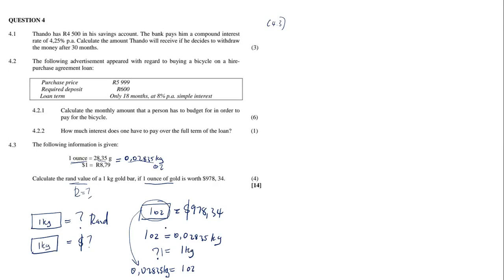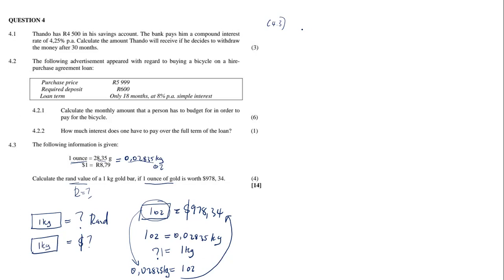Remember, now we know 1 ounce in kilograms, and what it costs in dollars. If 1 ounce is equal to this, that means 0.02835 kg is going to cost this amount over here, because it's the same as 1 ounce. So 1 ounce will be equal to this, and in kg, this will be equal to that again.